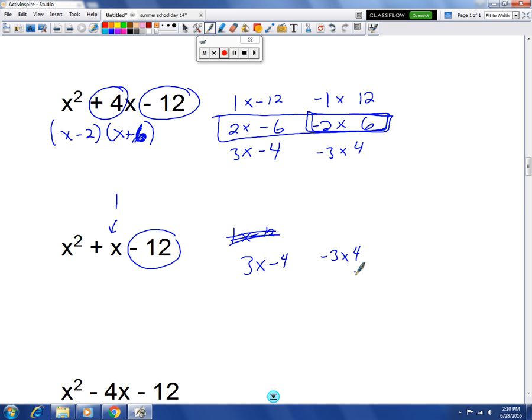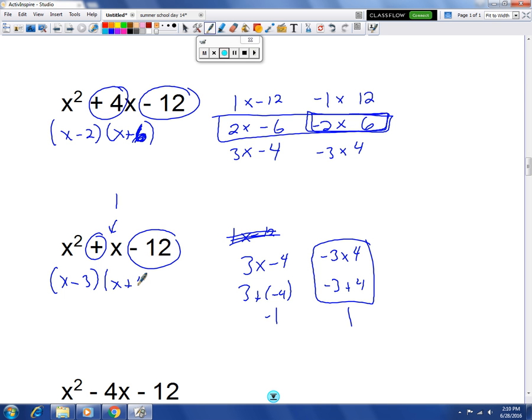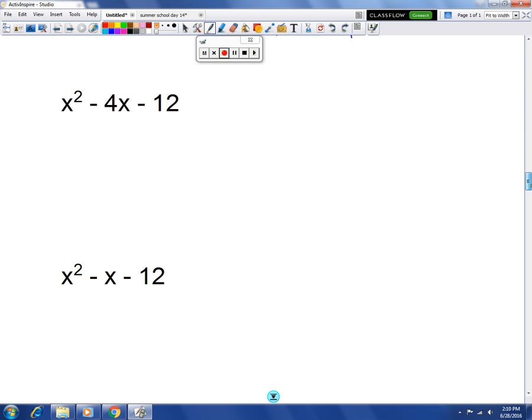Okay, when I add a 3 and a negative 4, I get a negative 1. When I add a negative 3 and a positive 4, I get a positive 1. Okay, I have a positive 1, so I need to use these, the negative 3 and the positive 4. Just like that, just that quick. And again, I will tell you the rules. Much rather you learn this way.